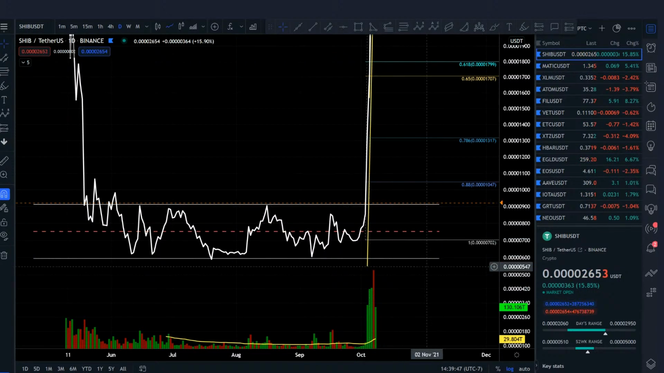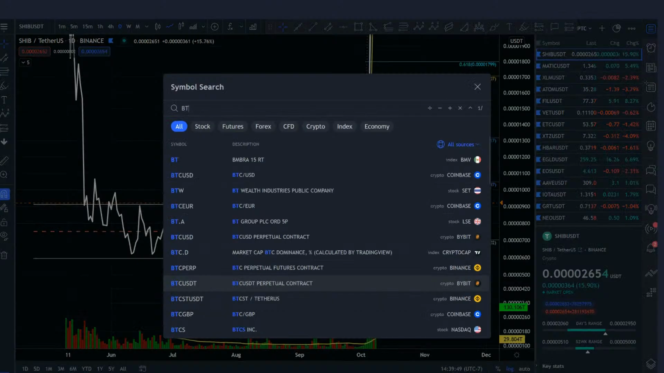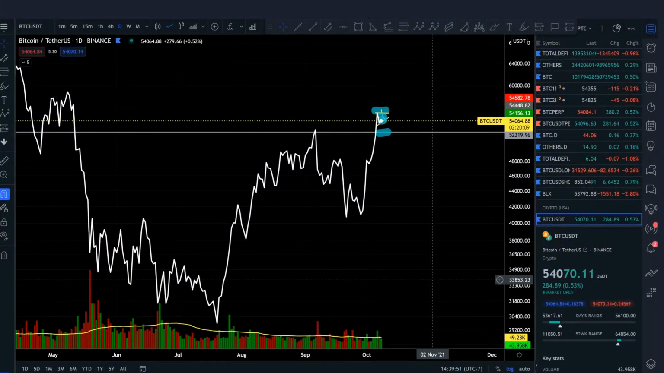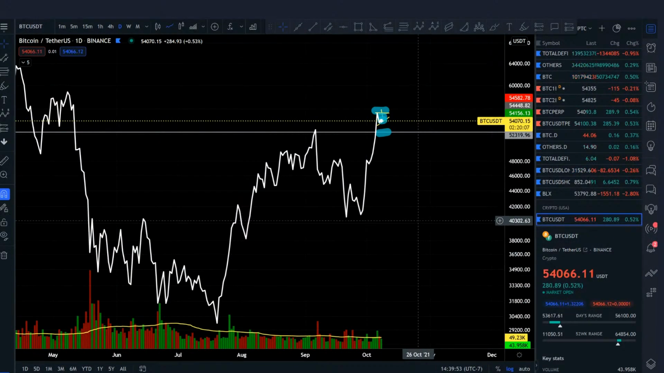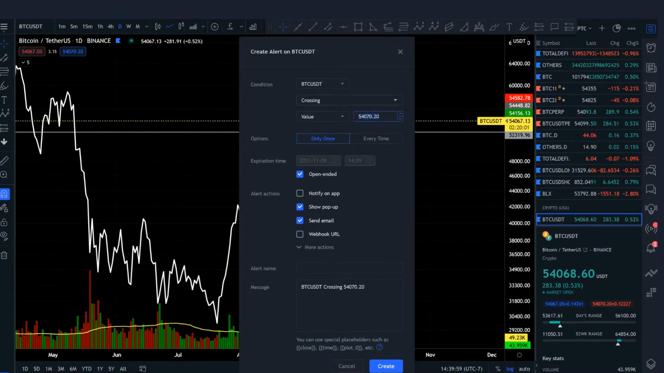For breakout plays, although breakout plays are never safe. They're not the safest thing to do. But how I'd set an alert on Bitcoin is right here, at 40,674. I would put an alert, 40,674 Bitcoin every time. And I would say BTC USD 1 day.